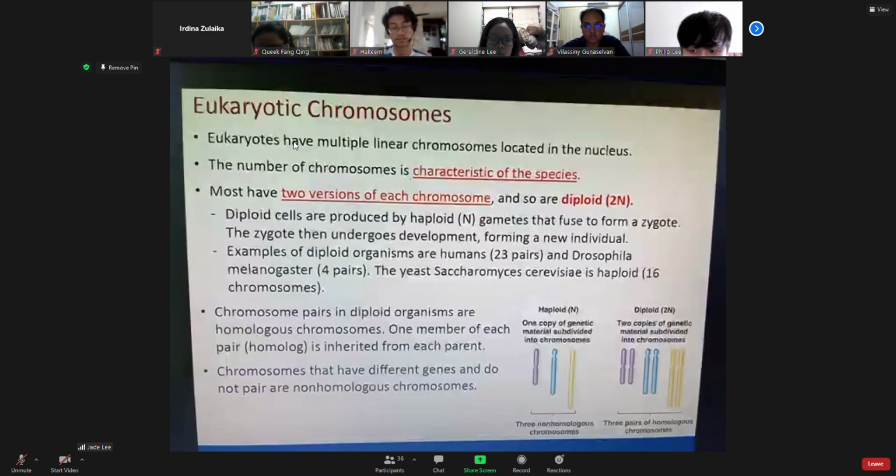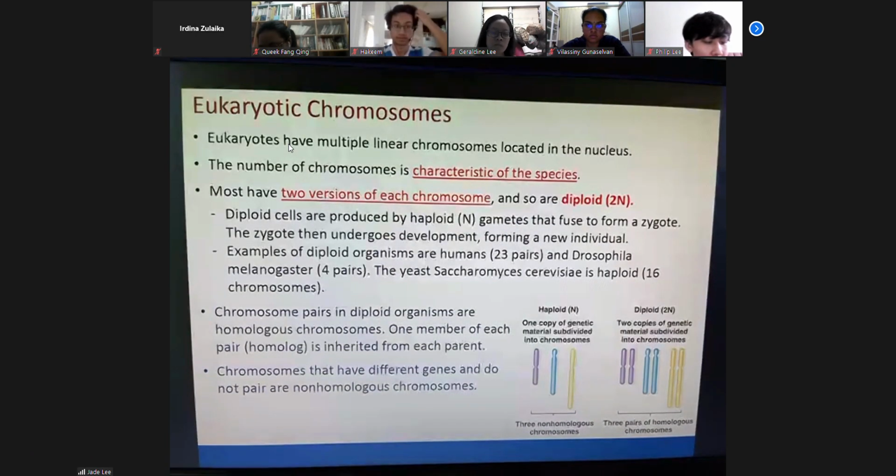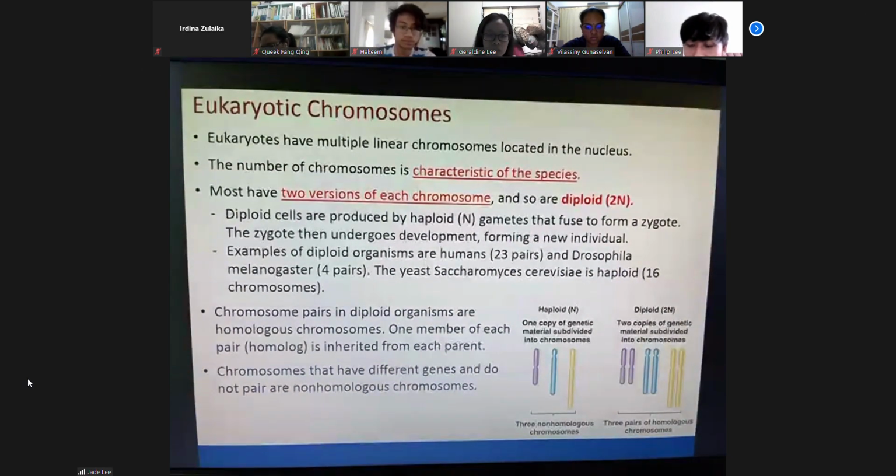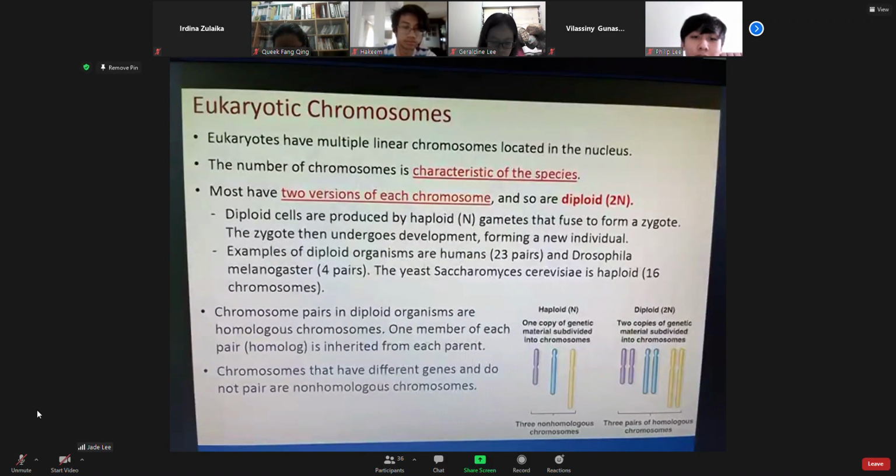So eukaryotes, as I said, have multiple linear chromosomes located in the nucleus. But in prokaryotes, it is located in the cytoplasm. So the number of chromosomes is characteristic of the species. Most have two versions of each chromosome, and this is why we call it diploid, 2N. All humans will have 2N, right? Only the gametes have 1N.